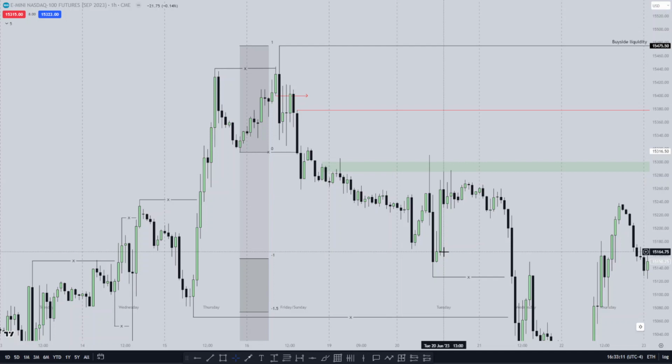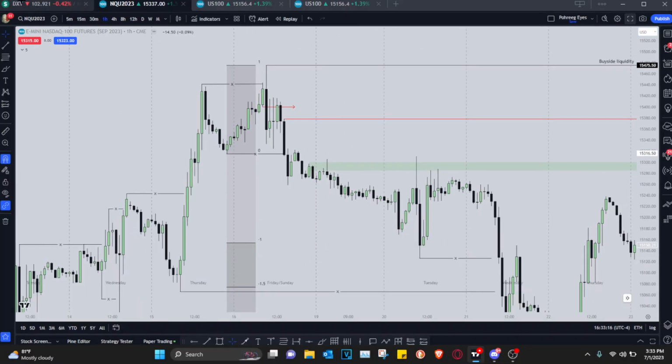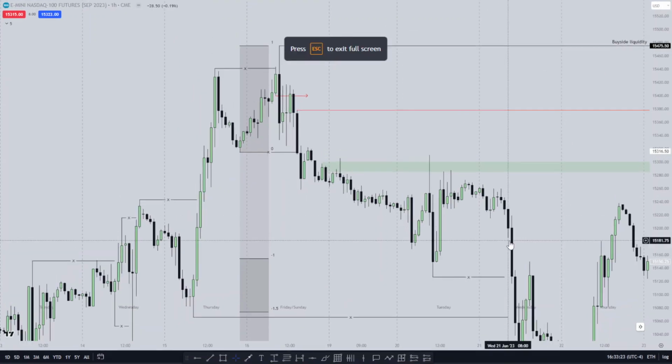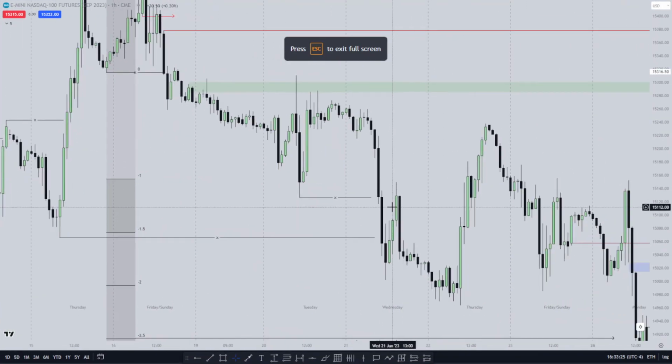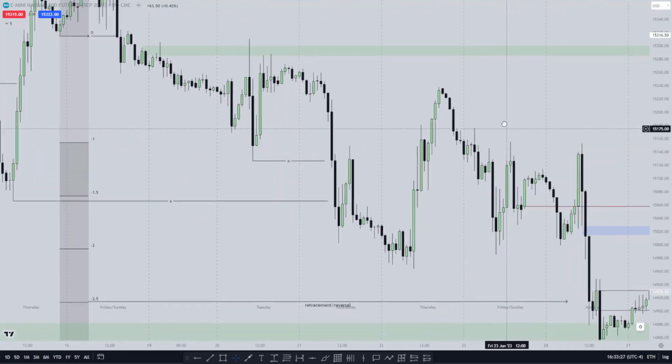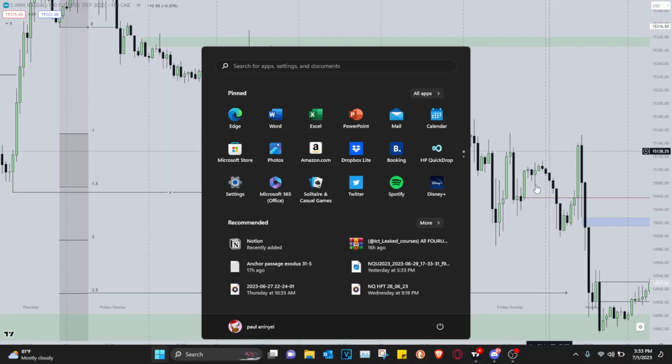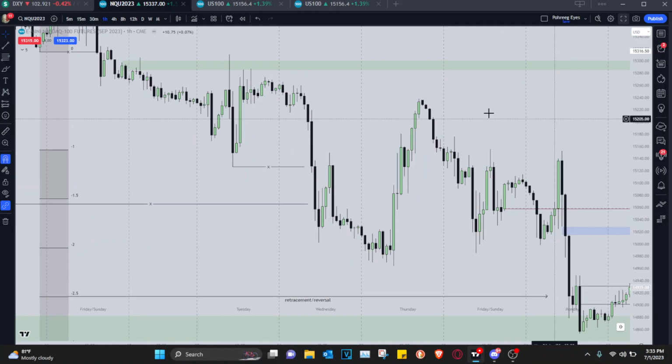What do I mean? Number one, on Tuesday, what happened? On Friday, what happened? This is Friday 23rd. You made a market structure shift, right? Where is 23rd? This is 23rd right here. There was a market structure shift to the upside for DXY.